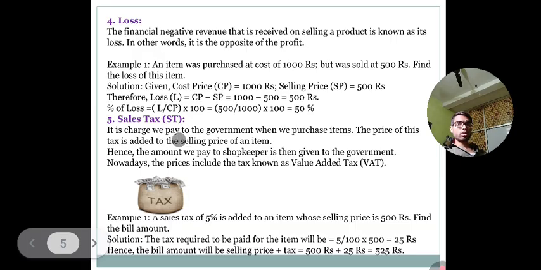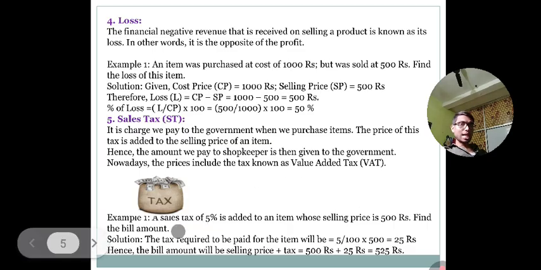Sales tax, ST, is a charge we pay to the government when we purchase items. The price of this tax is added to the selling price of an item. We will see that tax is included in our material when we purchase something. We pay the shopkeeper, then the shopkeeper gives it to the government as sales tax. Nowadays the price includes the tax known as value added tax.